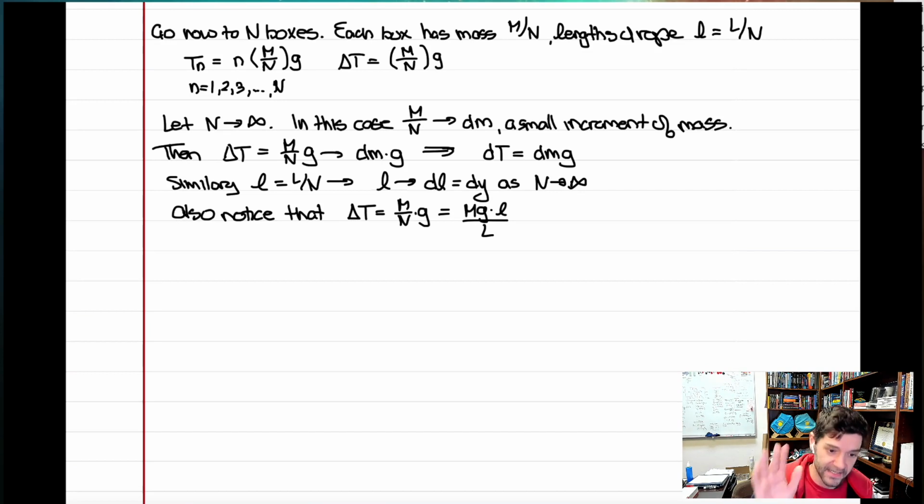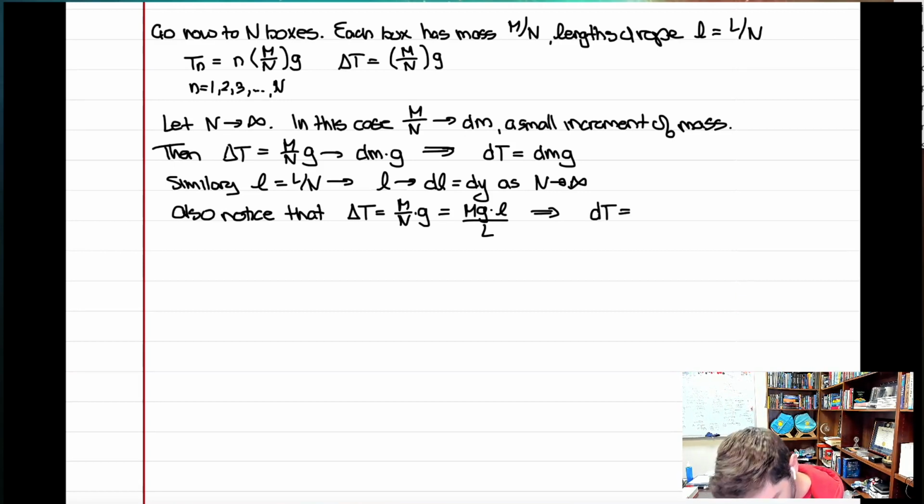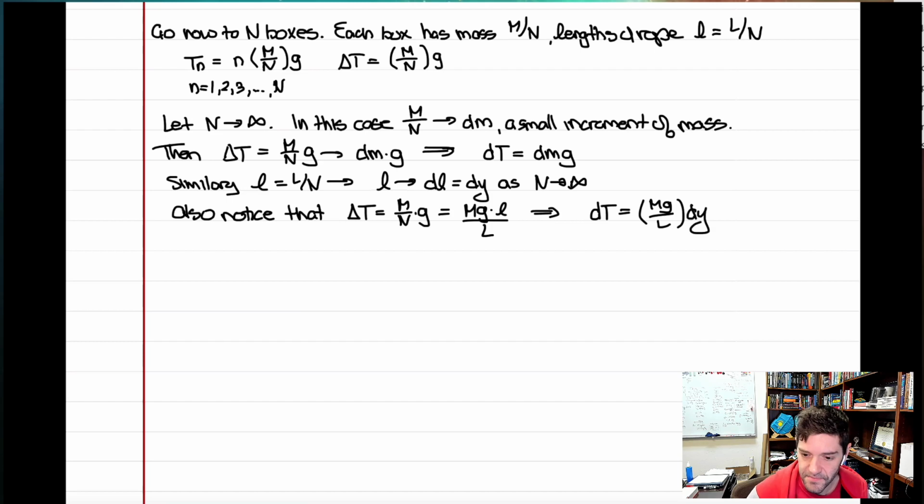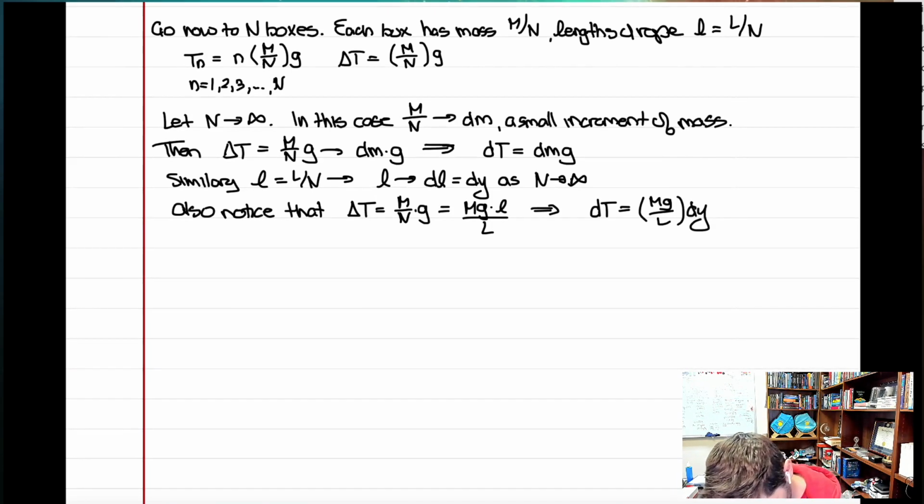Big M's a constant, g is a constant, big L's a constant. Little l is changing, namely as n gets bigger and bigger and bigger, that distance shrinks. Similarly, how we said delta t, as n gets bigger and bigger, shrinks, and we eventually call it dt. So let's now do that. This also says that dt, if I let n go to infinity, well, there's a bunch of constants, and then this l, I'm going to write as dl, or I'm going to stay with dy in this case. Particularly, I'm going to write this as m divided by big L times g times dy.